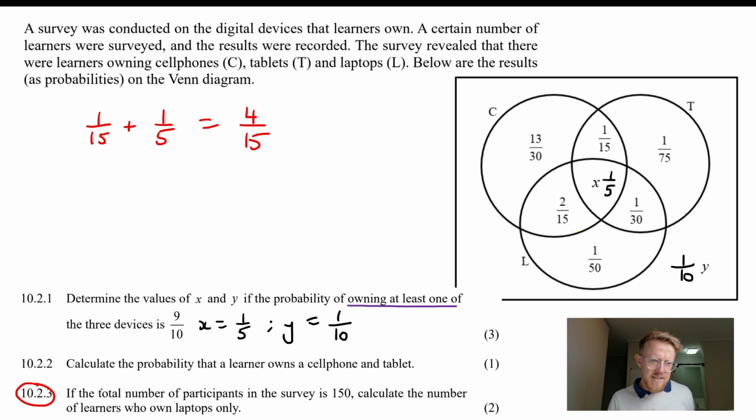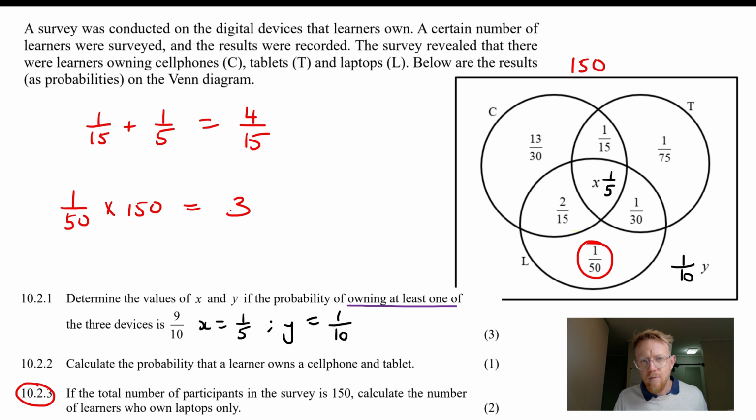Lastly, this one says, if the total number of participants is 150, okay, calculate the number of learners who own laptops only. So laptops only are these people over here. So you can just say 1 out of 50 multiplied by 150, and that's going to be 3.